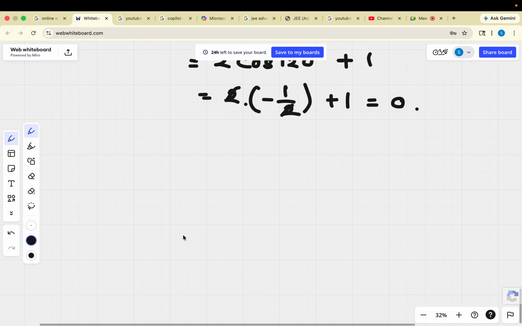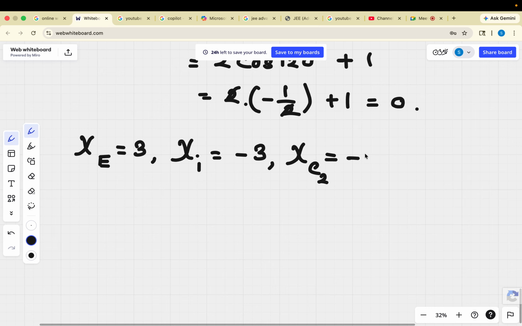Fine. So what I am getting is that the character of the identity element will be equal to 3. Character of the inversion center will be equal to minus 3. Character of the C2 axis will be equal to minus 1. Character of sigma will be equal to 1. And character of C3 will be equal to 0.